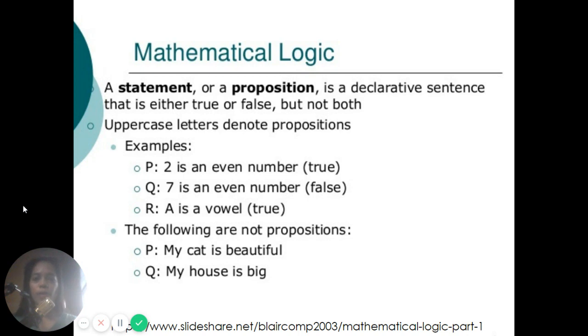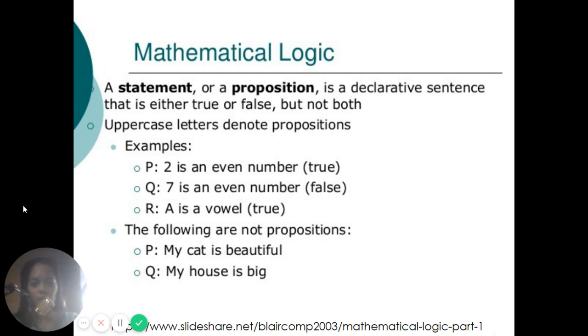More of mathematical logic is what we call a statement or a proposition. Now, it's a declarative sentence that is either true or false, but not both. Uppercase letters denote or represent propositions. You can see there are examples. 2 is an even number. 7 is an even number. A is a vowel. So you can see that they are represented by the propositions P, Q, and R, and you will notice that all of those are written using uppercase letters.